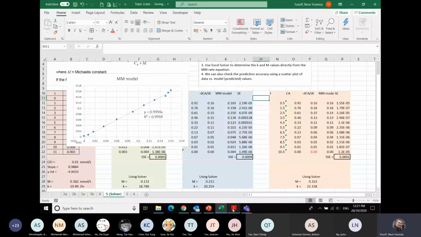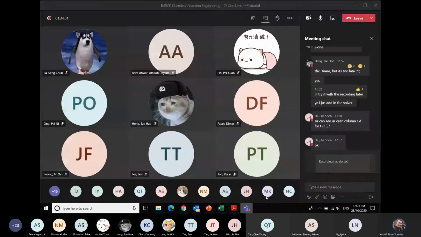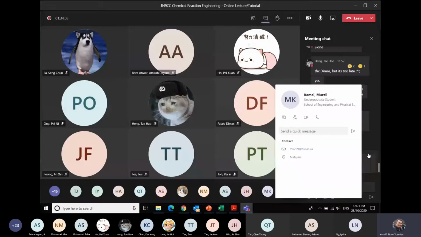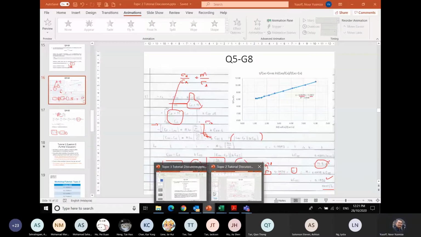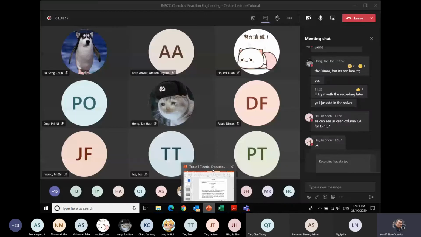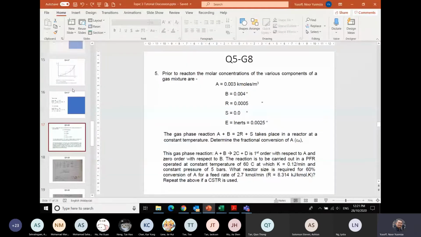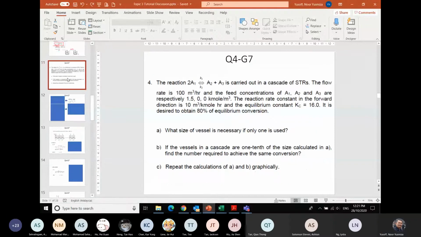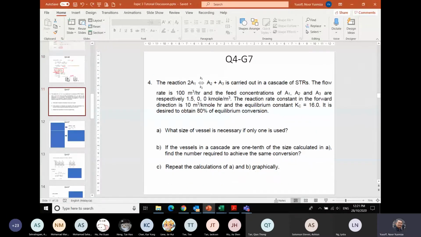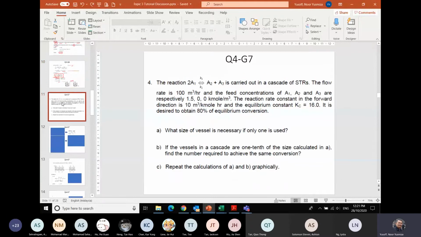Right. So we have discussed topic 2 basically, but I would like to go over topic 3 right now with the groups. So we close topic 2 and we start with topic 3, question 4. Okay, question 3 was done.